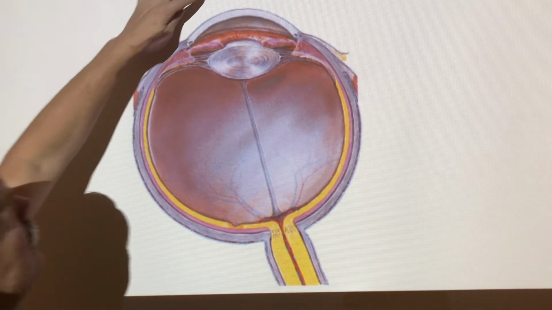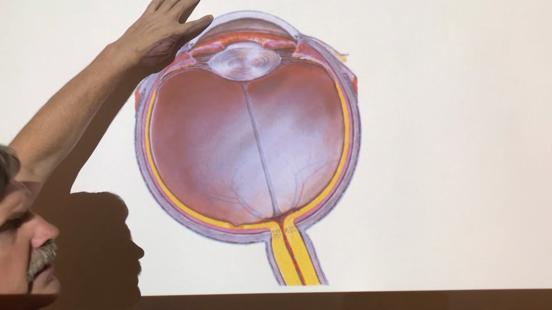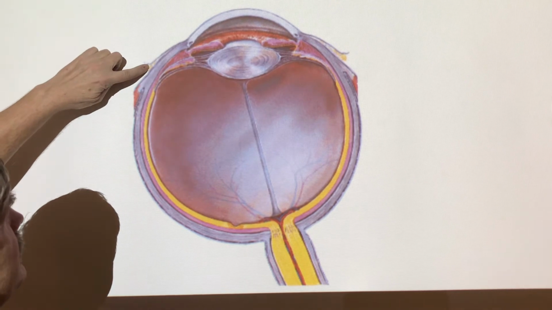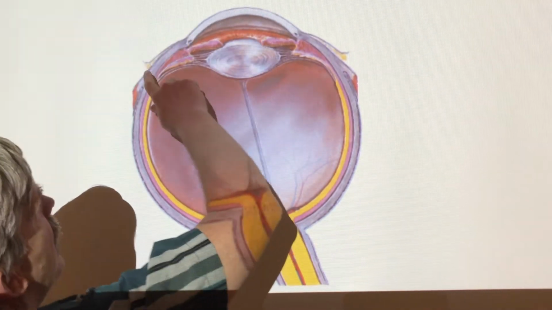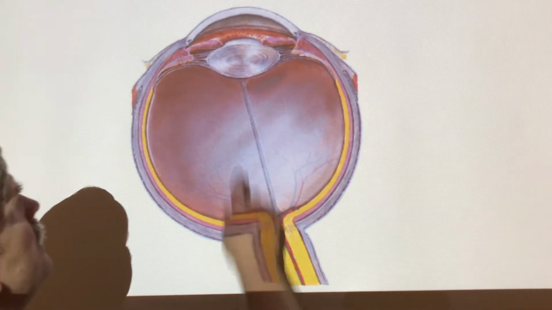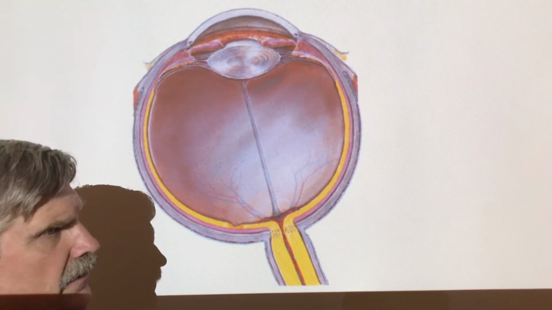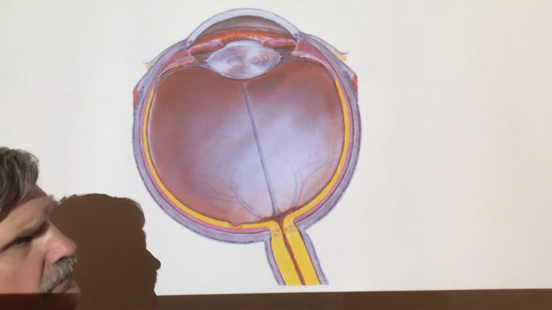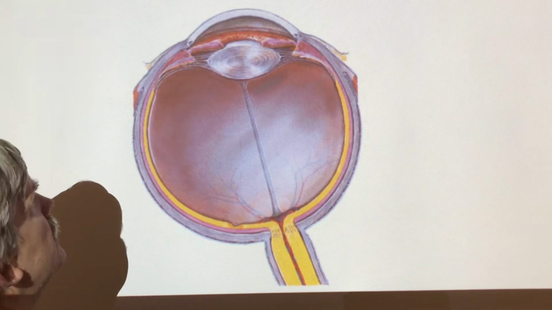So we're going to start here, and the very first layer that we need to remind ourselves of is what is being detached here and here, and this is the conjunctiva. And the ocular conjunctiva is covering the surface of the eye. The light comes in, it passes through the conjunctiva. It's a single layer of epithelial tissue, so there's not a lot of inhibiting of the light coming in.